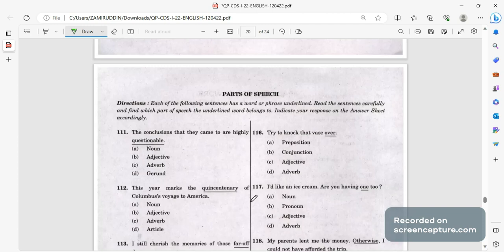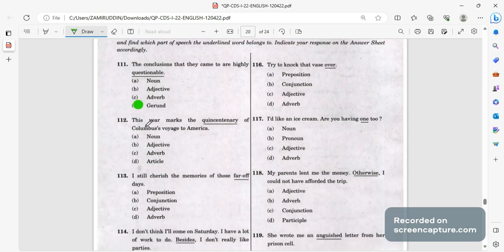Moving towards the parts of speech: the conclusions that they came to are highly questionable. The questionable word is a gerund. Gerund is the right answer for this. Next, this year marks the quincentenary of the Columbus voyage to America. This is an adverb.